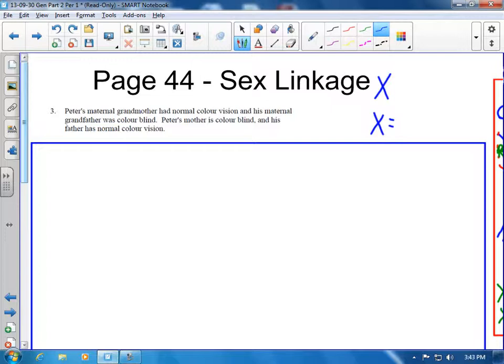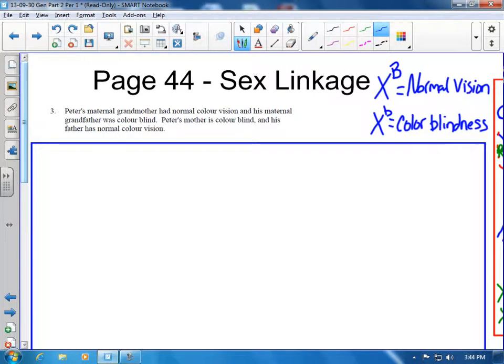Peter's maternal grandmother, page 44, question 3. Peter's maternal grandmother had normal color vision. From a previous question, we would have learned that color blindness is in fact a recessive condition. So I'm going to put color blindness down here on the recessive b, and this top big B would be normal vision.